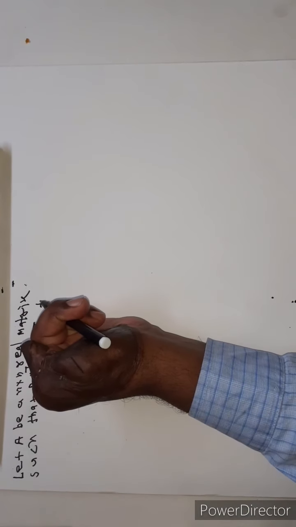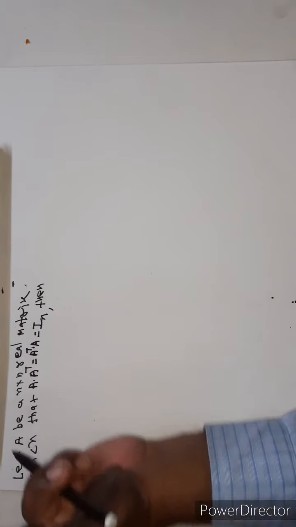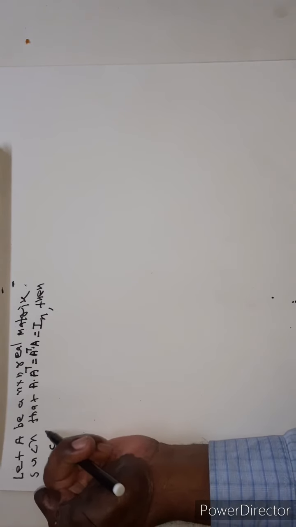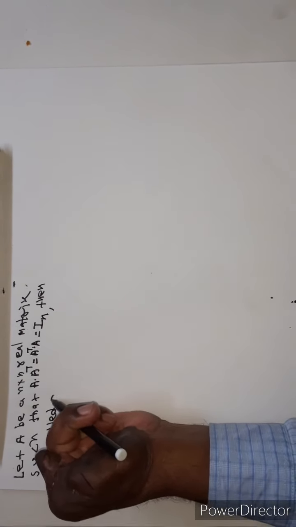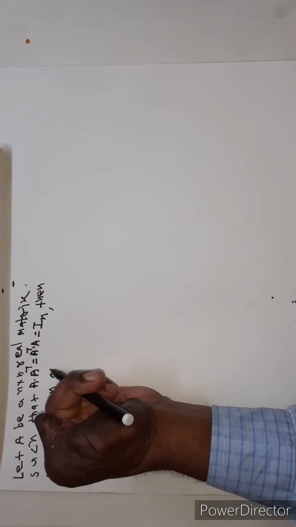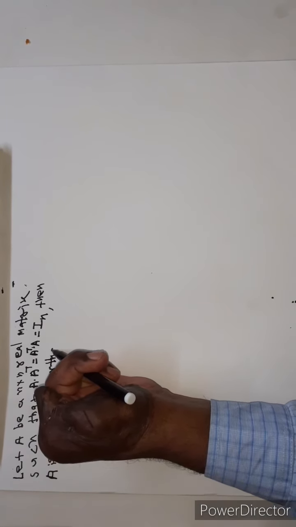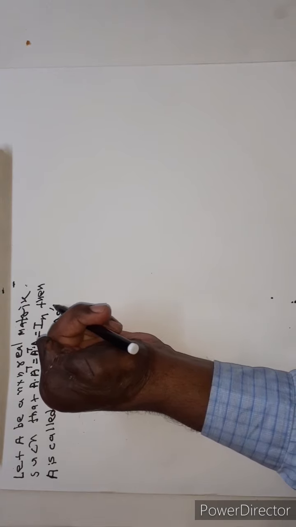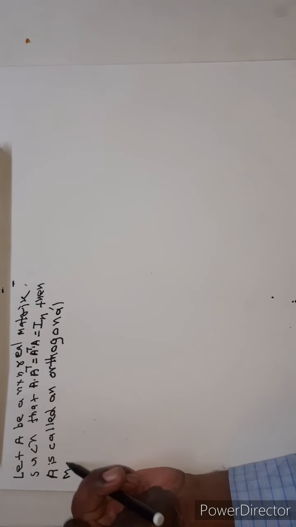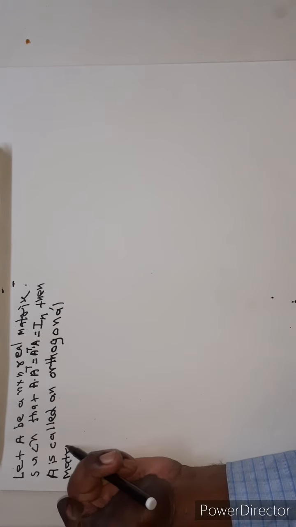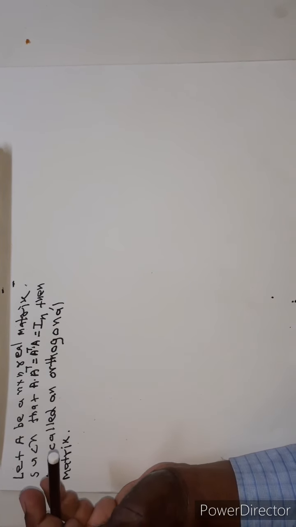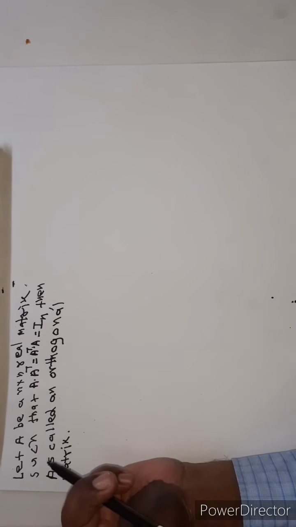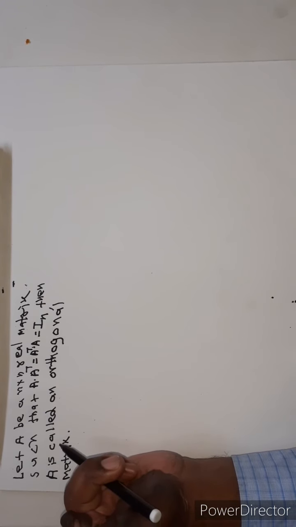See here, if A into A transpose is equal to A transpose into A is equal to identity matrix, then A is called as an orthogonal matrix.